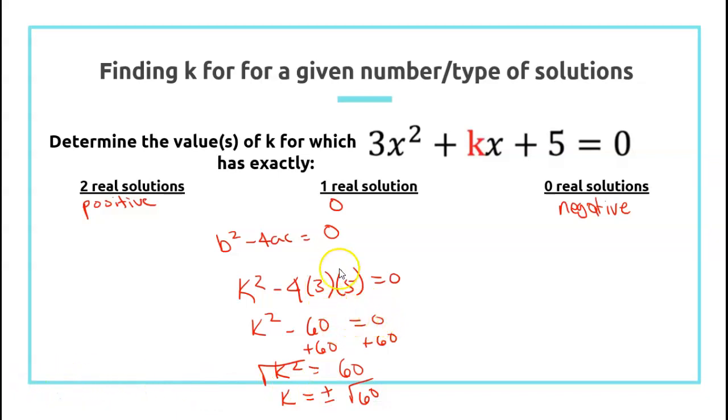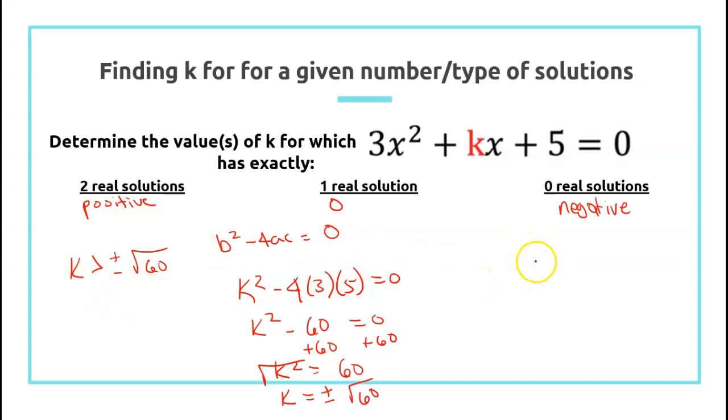So now we've solved for one of the 3 solutions, but the other 2 come very quickly once you realize that if I make k greater than this, then our answer is going to be higher than 0. So if k is greater than positive or minus square root of 60, then we will have a positive discriminant. Say if k is the square root of plus or minus 61, then we will have a positive discriminant, and that's going to give us 2 solutions.